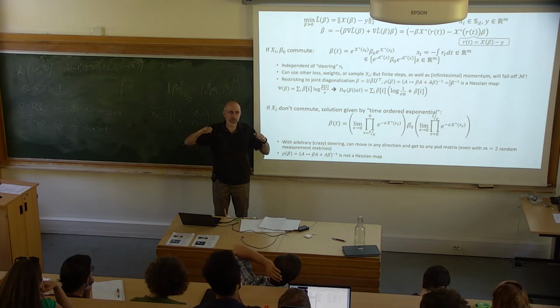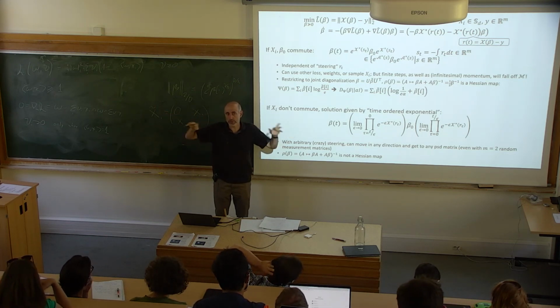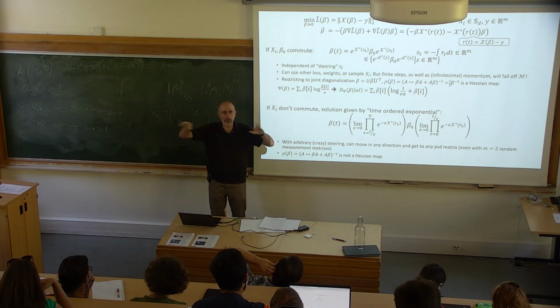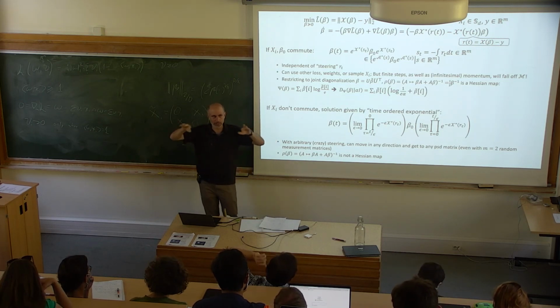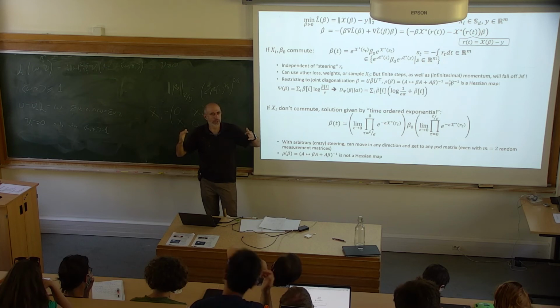I can get, even if I have only two observations, before I was restricted to a two-dimensional manifold, here even with two observations, if I combine them the right way, in the right order, I can get to any point in my metric space. So this seems strange, at least it seems strange to me. Maybe to you it doesn't seem strange.